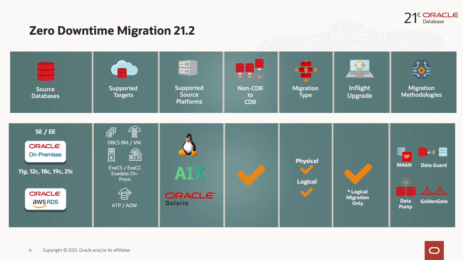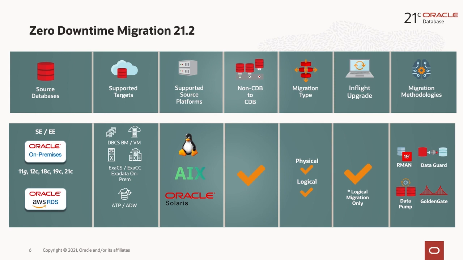For targets, ZDM can migrate databases to Database Cloud Service Bare Metal, Virtual Machine, Exadata Cloud Service, Exadata Cloud Customer, and Exadata on premises. Also, ZDM can migrate databases to the Autonomous Database, both Autonomous Transaction Processing and Autonomous Data Warehouse. ZDM can migrate databases that are hosted on Linux platforms, AIX, and Solaris. Also, ZDM can do non-CDB to CDB conversion of databases during the migration process.